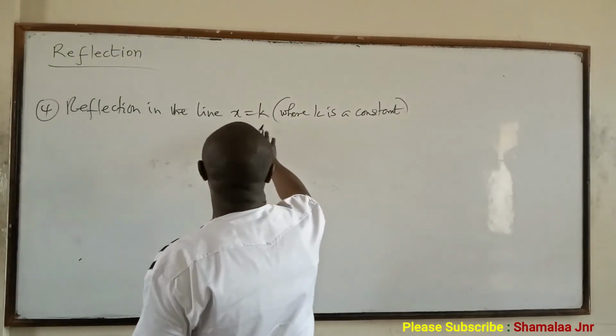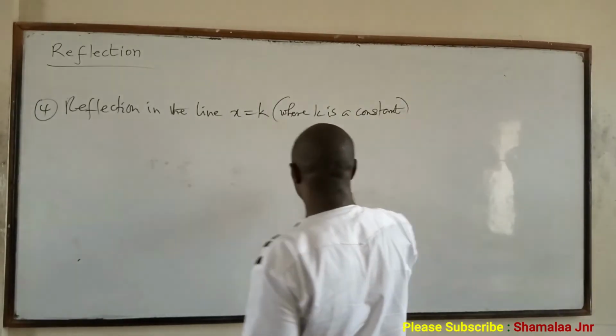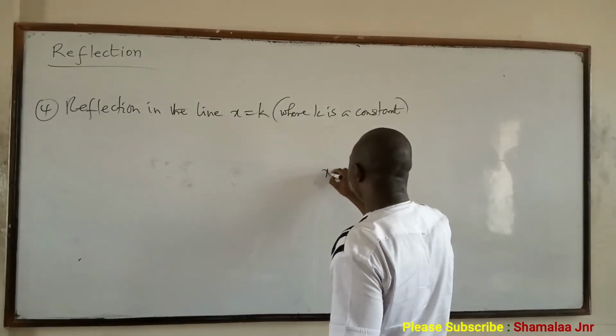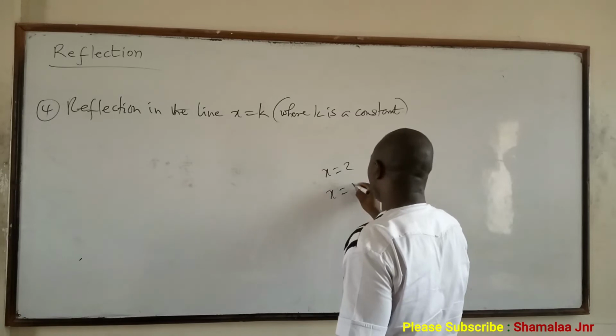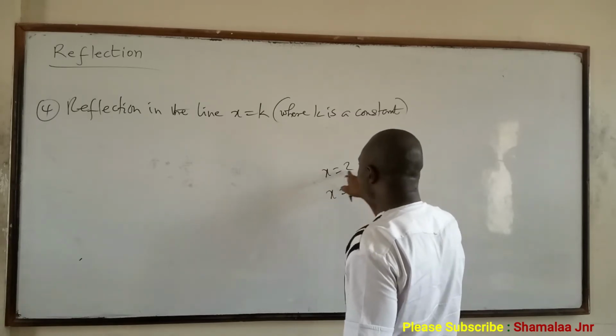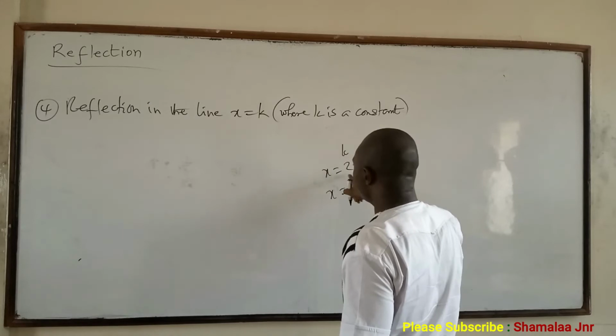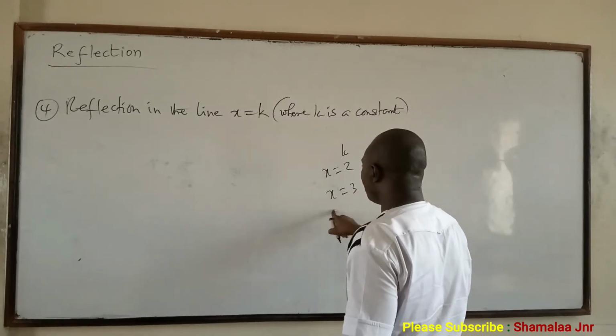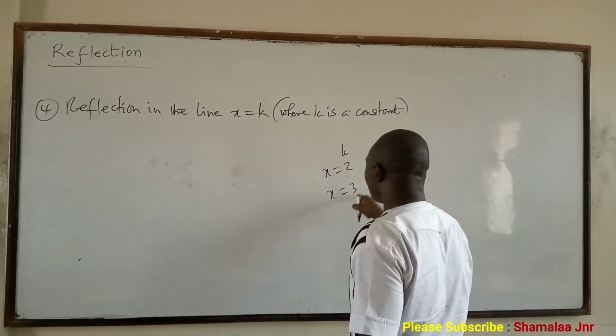Now, reflection in the line x equal to k, where k is a constant. So you can have reflection in the line x equal to 2, reflection in the line x equal to 3. When you say reflection in the line x equal to 2, it means that k is equal to 2. So reflection in the line x equal to 3, it means that k is 3.